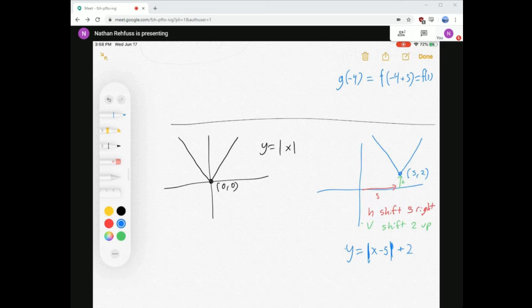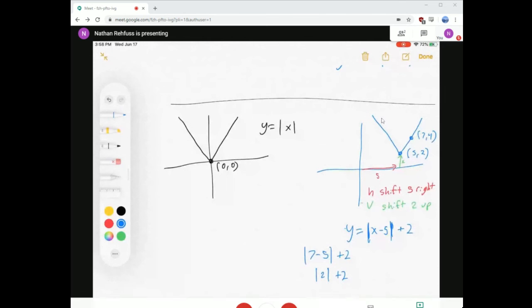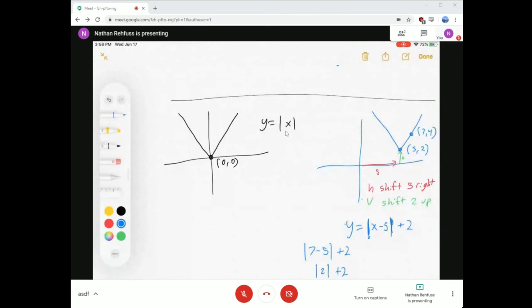So for example, let's make sure that this is the right formula. If I plug in a 5, it's going to be 5 minus 5 in here. That's 0 plus 2. So what if I plug in, how about a 7? The absolute value of 7 minus 5 plus 2. Well, that's the absolute value of 2 plus 2, which is 4. So here's the point 4, and that really is on the graph. So it's like the point 0, 0 moved up to 5, 2, and it's like the point 2, 2 moved up to 7, 4. So we're doing 2 transformations at a time.